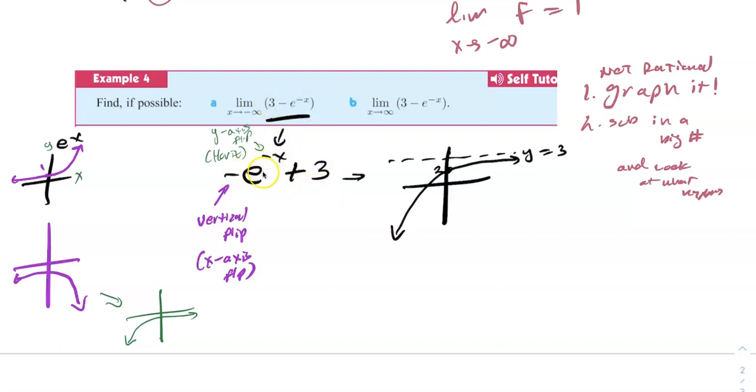How do you graph this? Well, it's a normal e to the x graph. You just have to flip it upside down and left and right. So it's like this, and then we move it up 3. So normally you're at 0 here, right? Like 0. Then that's the vertical shift. So up 3. Okay, what's the limit as you approach negative infinity?